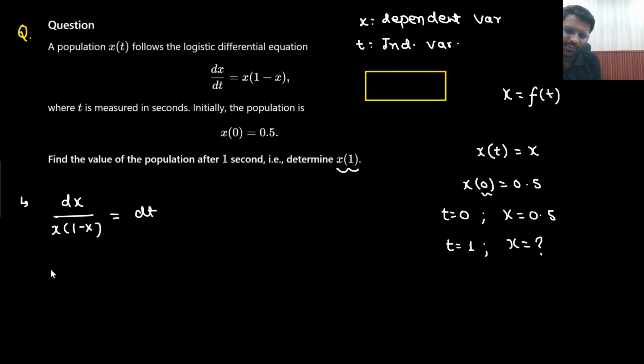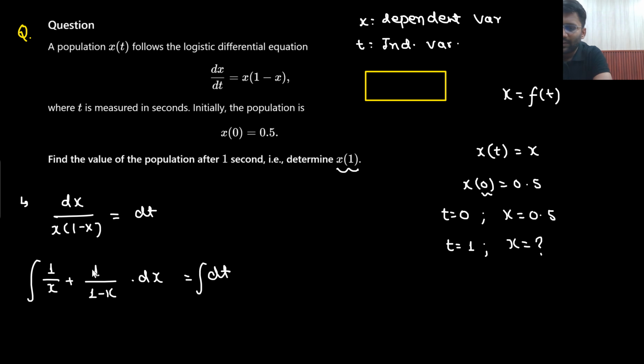Here what I need to do? I need to do the partial fraction. How will I do the partial fraction? Can I do it in this way? 1 upon x plus 1 upon 1 minus x, dot dx. Is that correct? 1 minus x plus x will be 1. Yeah, this is correct. Would be equal to dt. Integrate both sides.